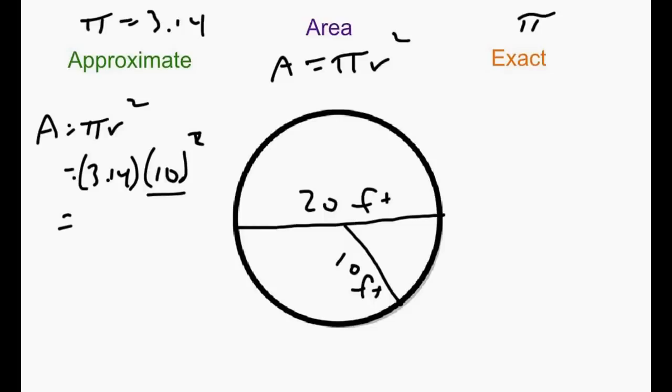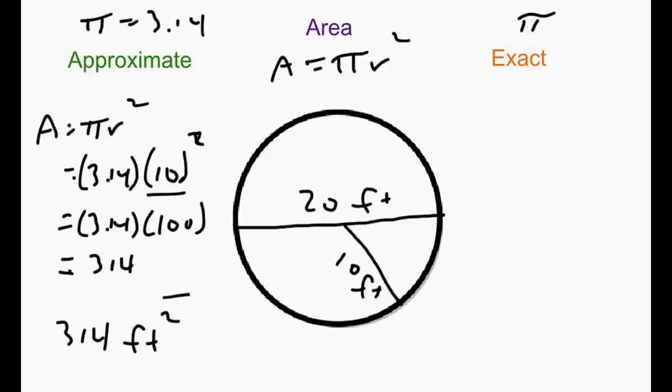So exponents come first. 3.14 stays, 10 squared is 100. And then 3.14 times 100 is 314. And don't forget, 314 feet squared. Area is always units squared.